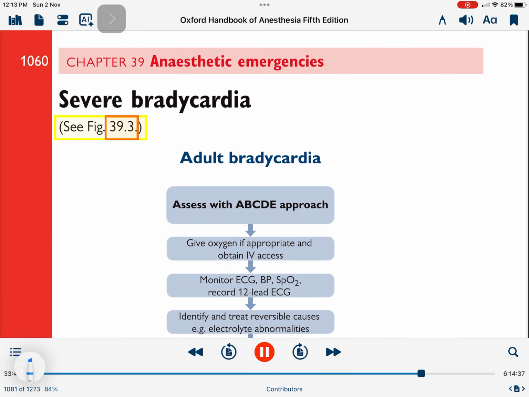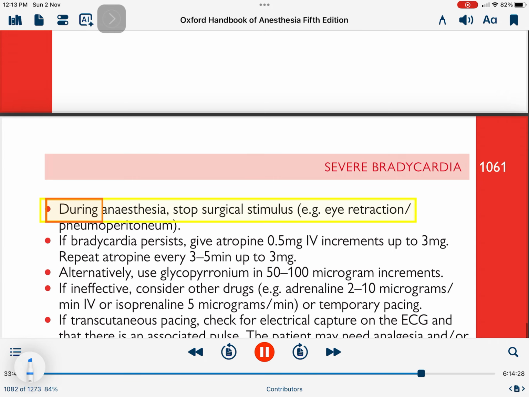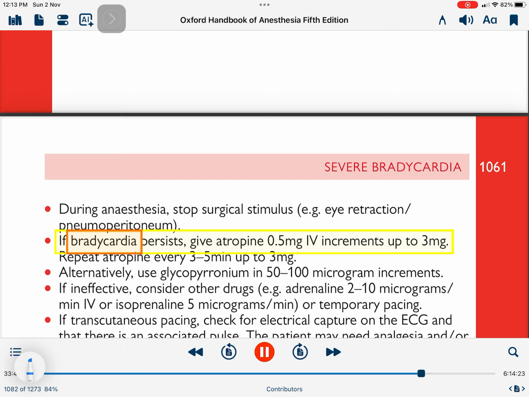Bradycardia. See Figure 39.3, Resuscitation Council. During anesthesia, stop surgical stimulus, e.g., eye retraction, pneumoperitoneum. If bradycardia persists, give atropine 0.5 mg IV increments up to 3 mg. Repeat atropine every 3-5 minutes up to 3 mg. Alternatively, use glycopyrronium in 50-100 microgram increments. If ineffective, consider other drugs, e.g., adrenaline 2-10 micrograms/min IV or isoprenaline 5 micrograms/min.